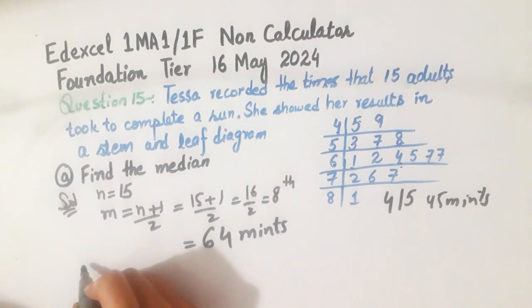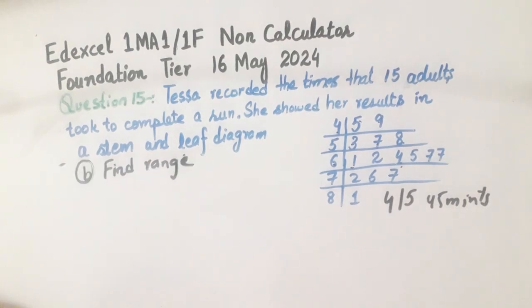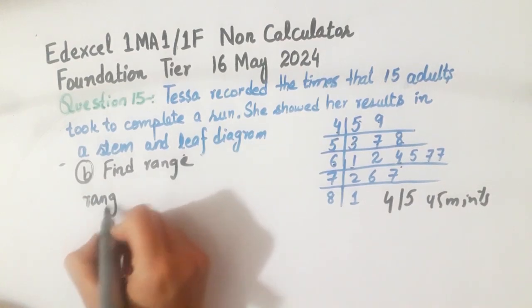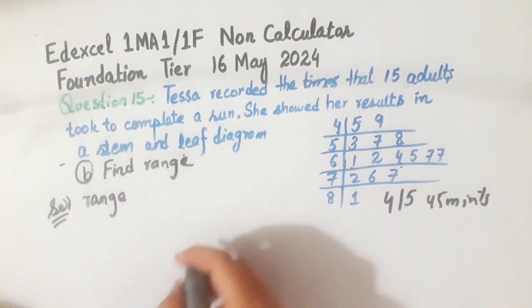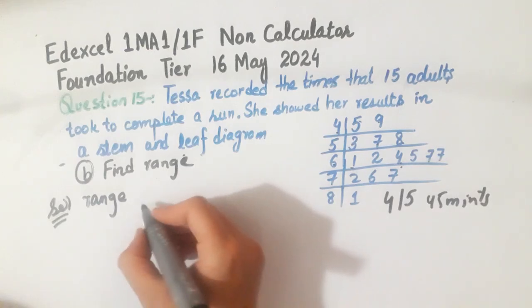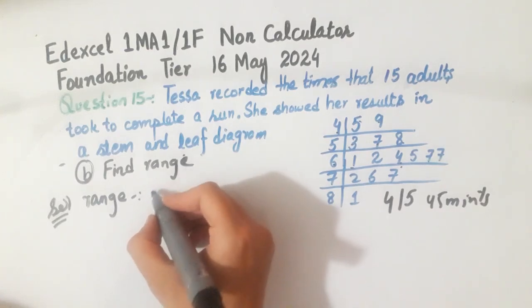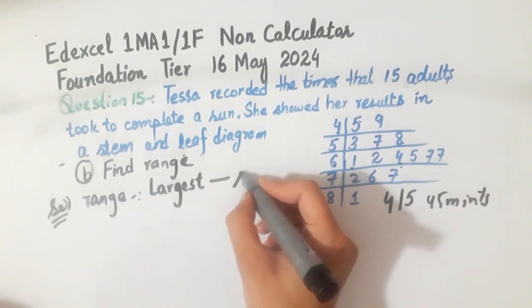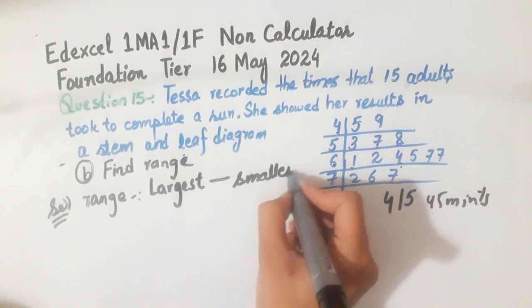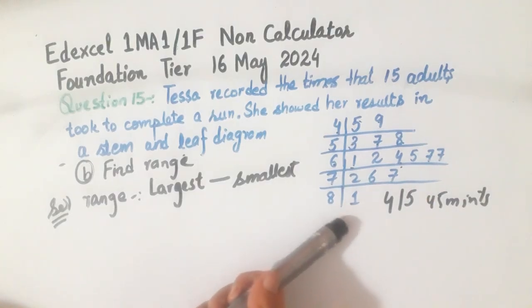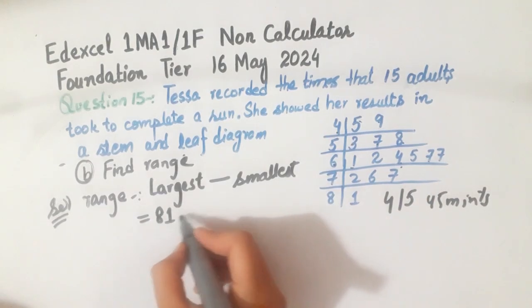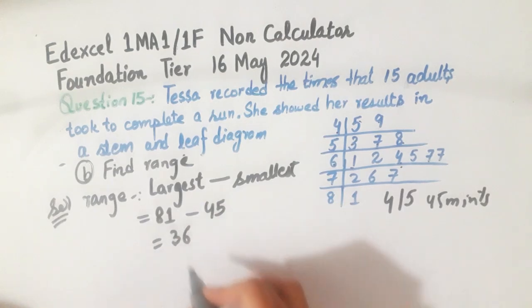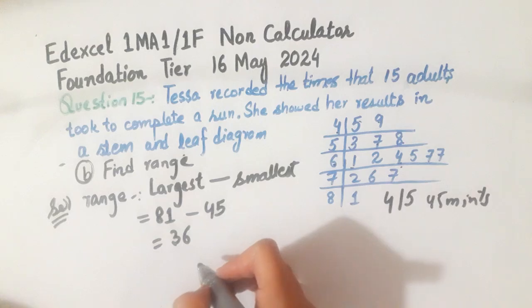Now in the B part, you have to find the range. The range is found by subtracting the smallest value from the largest value. Here the largest value is 81. So 81 minus 45 equals 36.